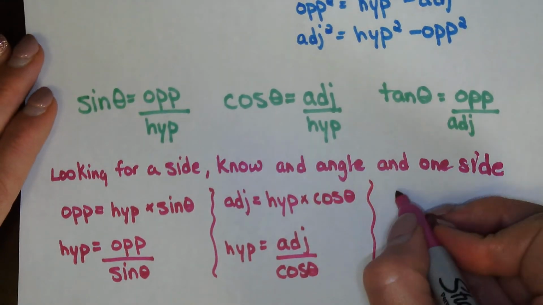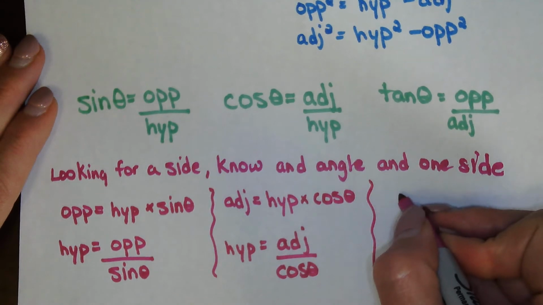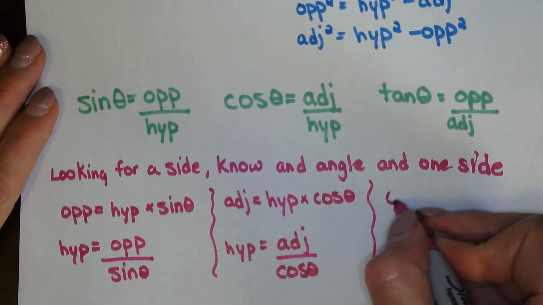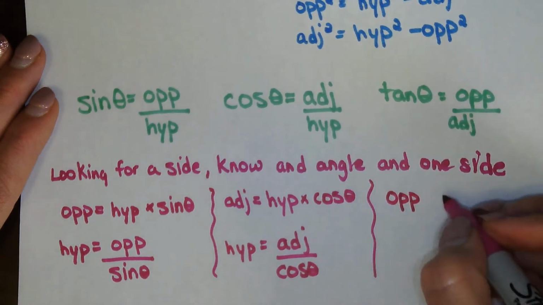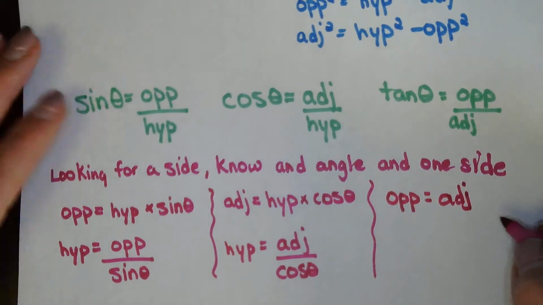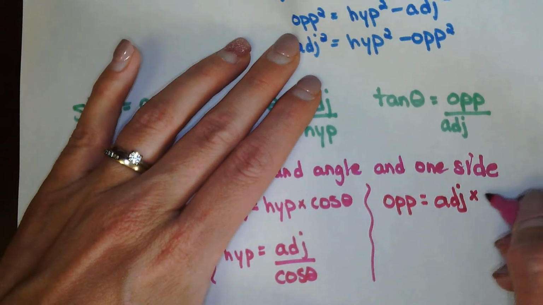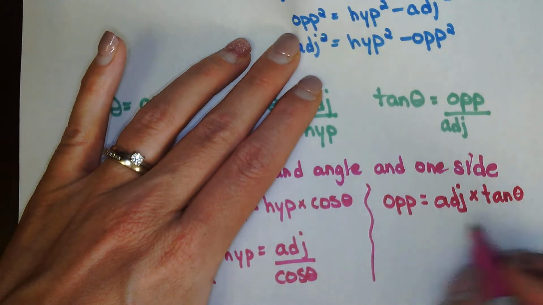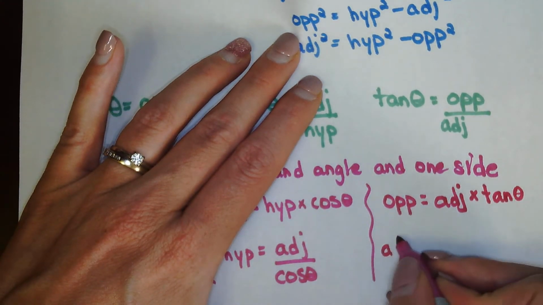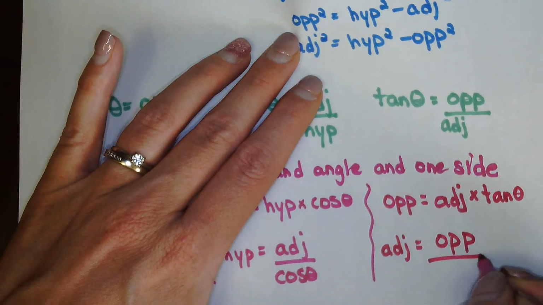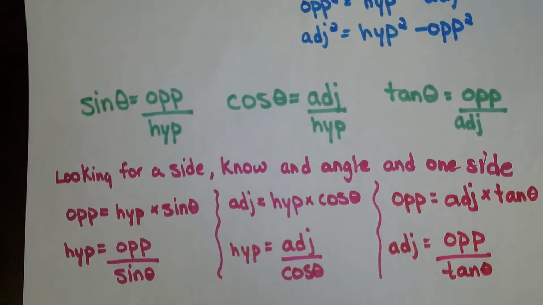and then my next thing would be the tangent, if I happen to be looking for the opposite, but I maybe know my adjacent. Or if I'm looking for the adjacent, I would set that up like that. Okay.